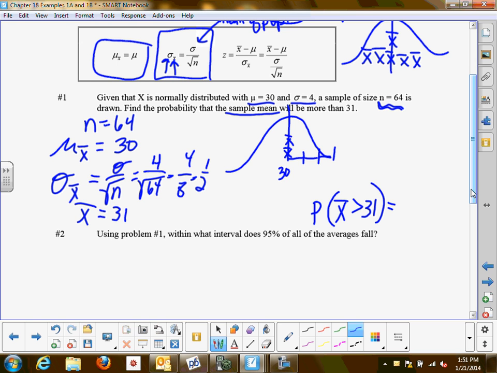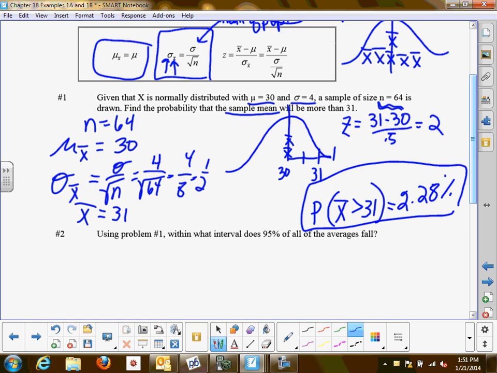But then, how far is 31 above? That's 2 standard deviations since the standard deviation is 1/2. So I'm going to norm CDF from 2 to 99, and that number is 2.28%.